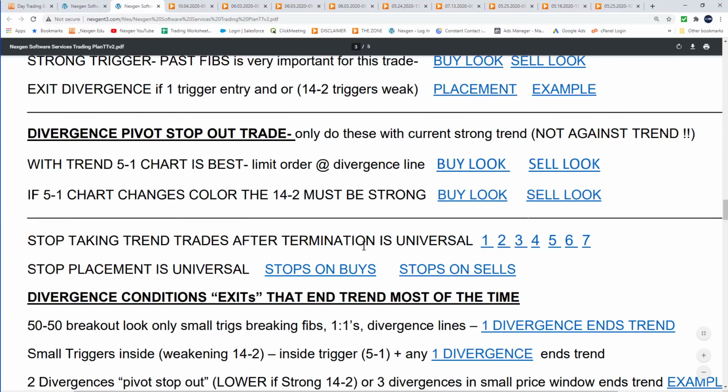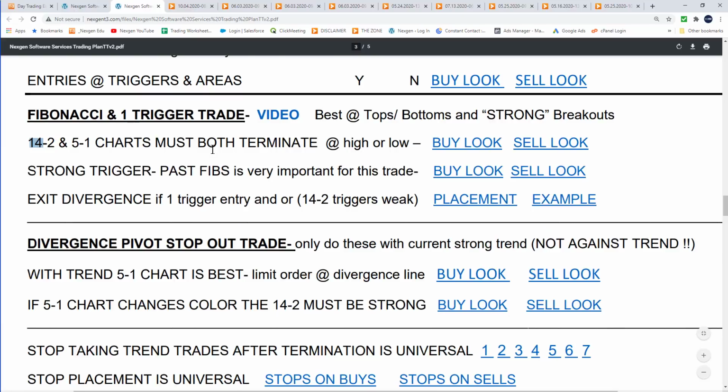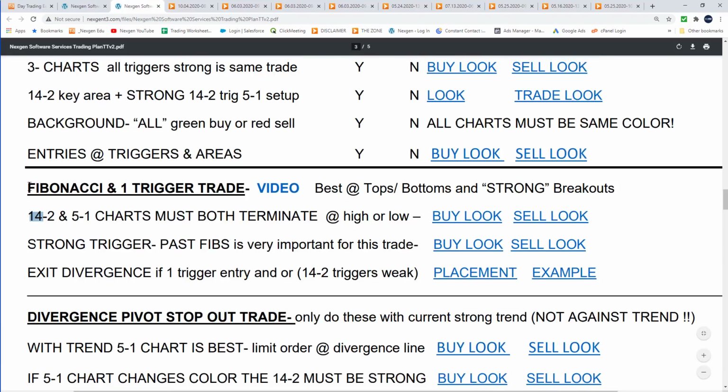Again, I want you to understand where this is in our trading plan. If we have fibs and triggers agree for a trade at a top or a bottom, or a strong breakout, one or the other. So in the trading plan, trade number 2, which look, this will become intuitive when you learn the termination conditions. But you can't understand this trade until you understand why the market is supposed to stop. Does that make sense? So you have to have a termination condition on both large and small charts.